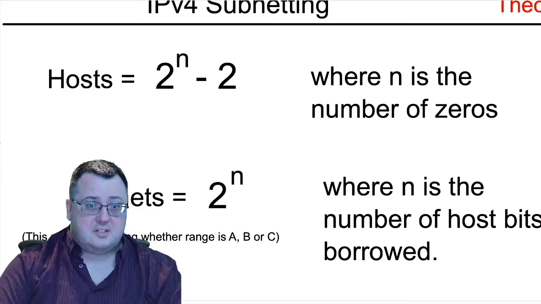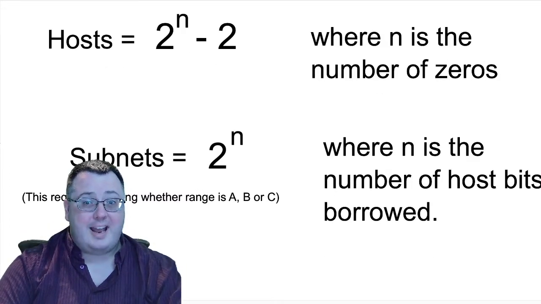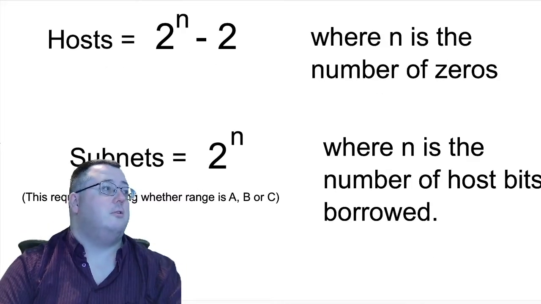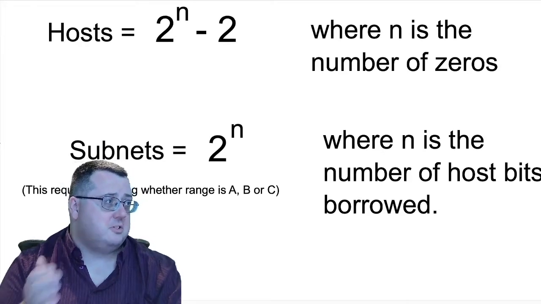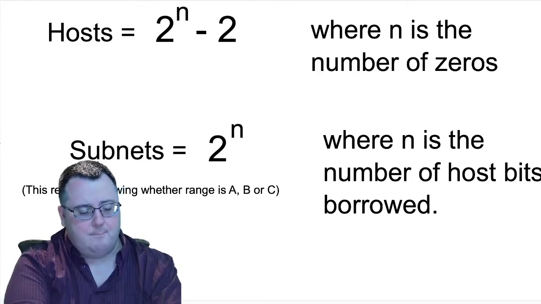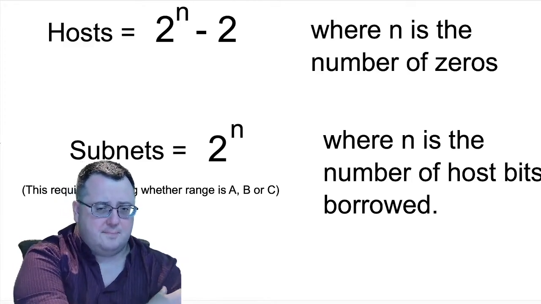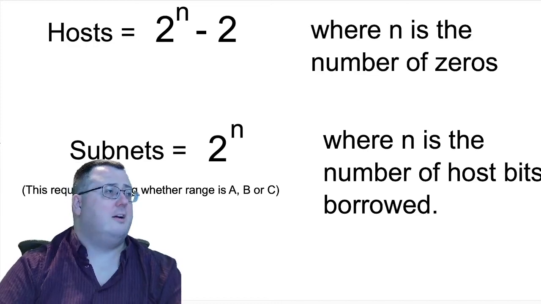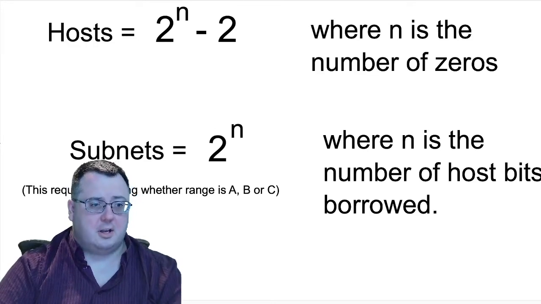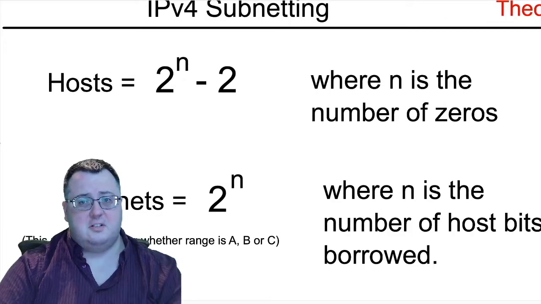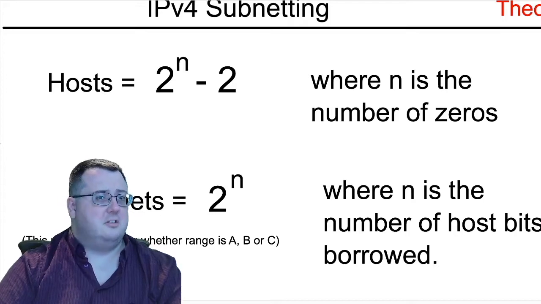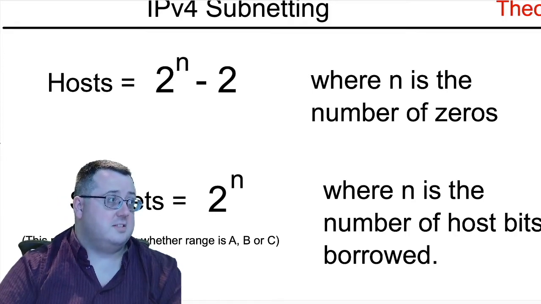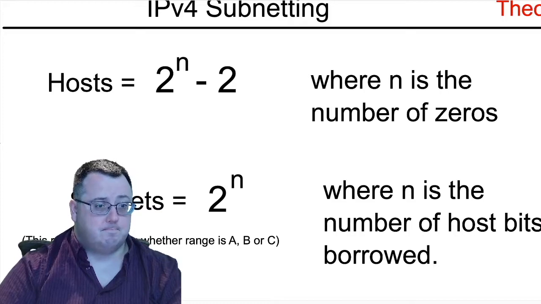Number of subnets is going to be 2 to the power n, where n is the number of host bits that are borrowed. So this requires knowing whether the range is in a class A, B or C range. It will become clear as we look at the question that I'm going to come on to next, but this is the most important thing to know, that the number of hosts is 2 to the power n minus 2, where the minus 2 represents the network address and the broadcast address.